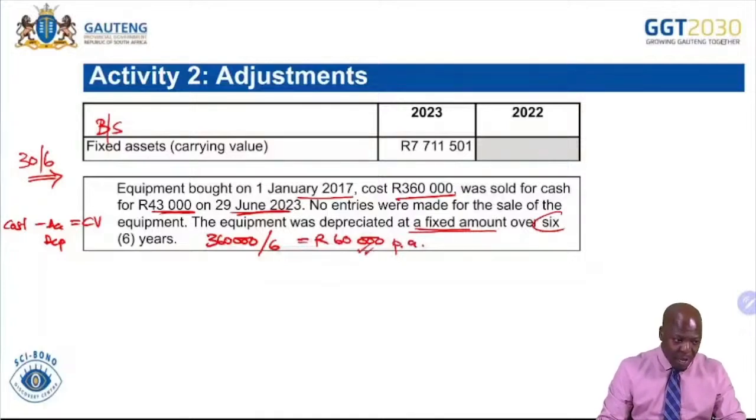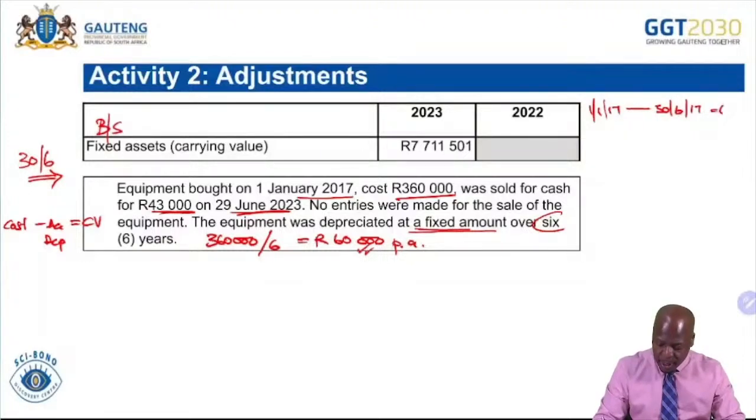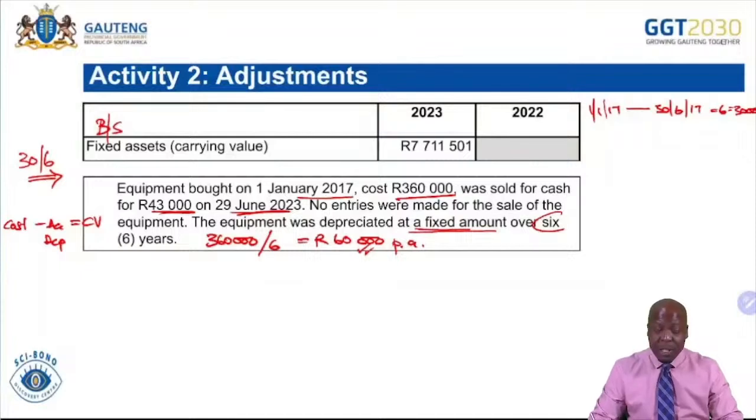So what we now do is, in the first year, when we bought it, which is the 1st of January 2017, until the end of the financial year, which is 30 June 2017. This is not 12 months. This is only 6 months. So instead of losing 60,000, it's going to lose half of that, which is going to be how much? 30,000. So it lost 30,000 in the first year.